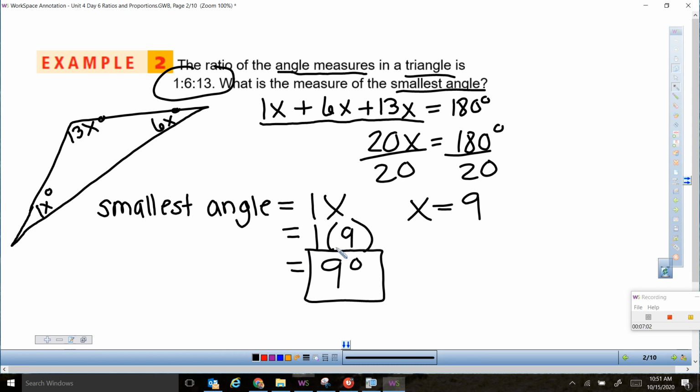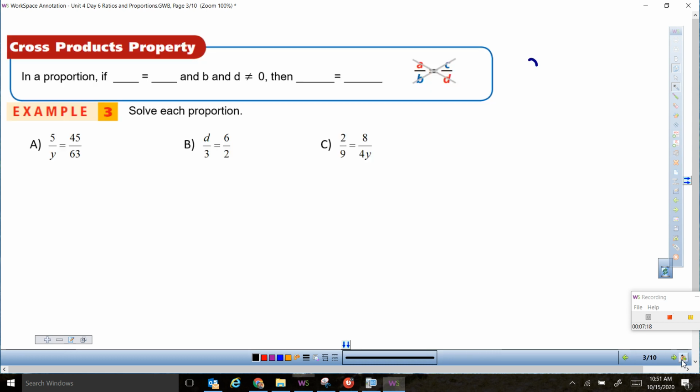Now, on the assignment, they may ask you for the biggest angle. So if they ask you for the biggest angle, how would you find it? Yeah, do 13 times 9. Okay, so that one was easy too.